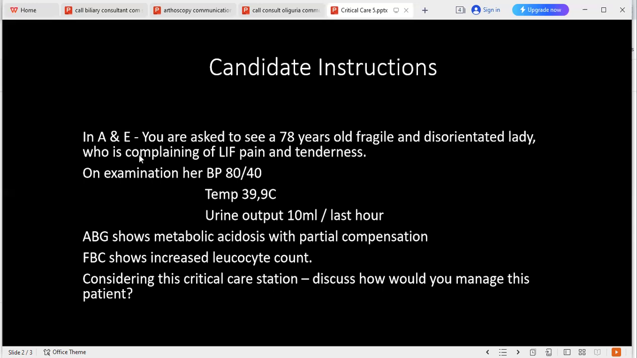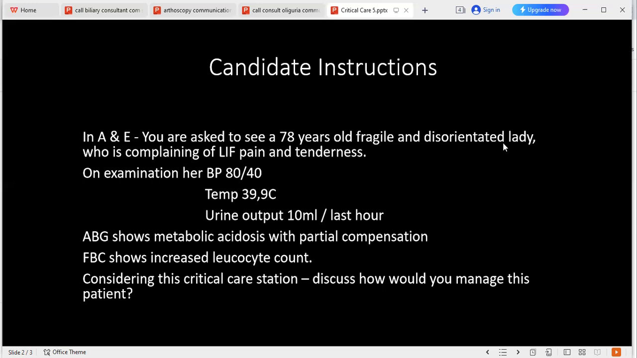Yes, and there will be an increase in lactic acid and renal failure. Very good. Yes, ma'am, renal failure and altered Glasgow Coma scale. Yes, this is something we should appreciate. That's why it says disoriented, because Glasgow Coma scale is less than 14. Yes, ma'am.